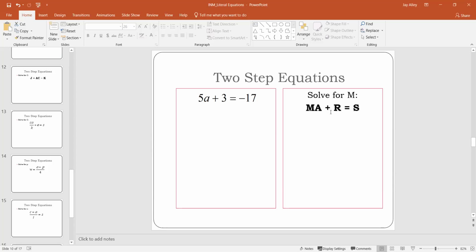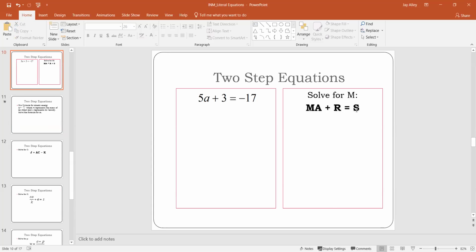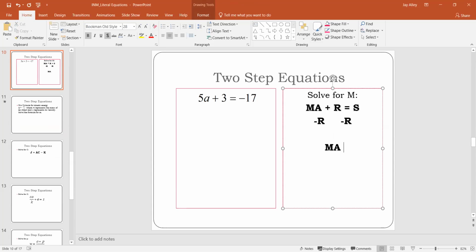Somebody else did. If we're going to solve for M, we're going to subtract R. And then we're going to divide by A, because MA is multiplication. That's M times A. Right? Minus R, not underscore. Minus R. Minus R. MA equals S minus R.